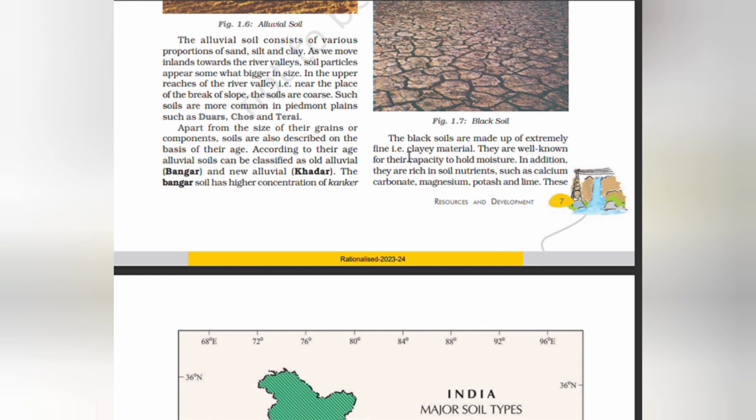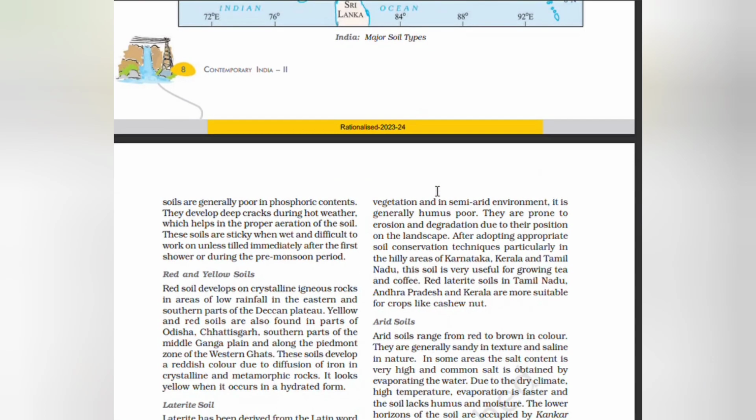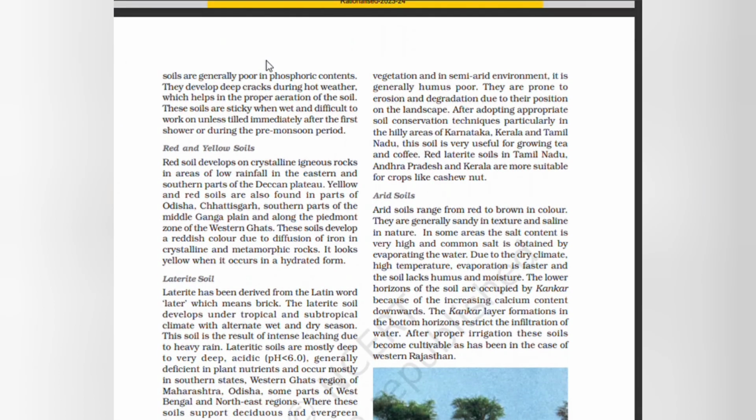Black soils are made up of extremely fine clay material. They are well known for the capacity to hold moisture. In addition, they are rich in soil nutrients such as calcium carbonate, magnesium, potassium, and lime. In their major soil types, soils are generally poor in phosphoric contents. They develop deep cracks during hot weather, which helps in the proper aeration of the soil.